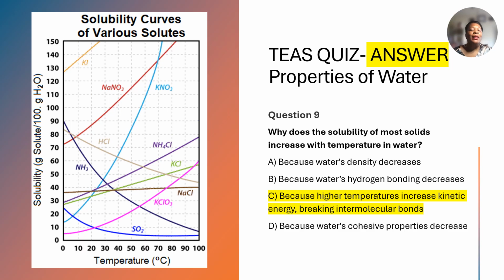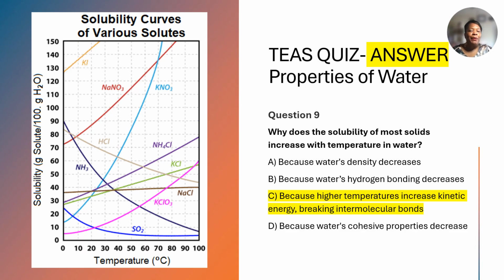Let's discuss why letters A, B, and D are incorrect so we can further evaluate why C is the correct answer. So for letter A, because water's density decreases, well, that's not correct because while water's density does decrease slightly with temperature, this change is not the primary reason for increased solubility of solids. Solubility is more directly related to the interactions between solute and solvent molecules rather than the density of those solvents.